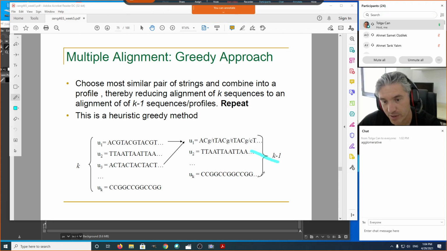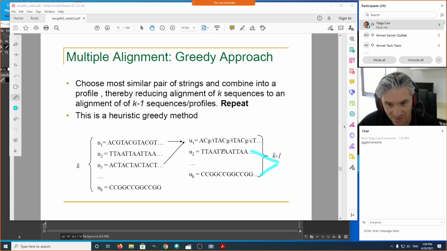It may be this one and this one this time as the most similar, although they don't look similar, or maybe I chose a wrong example. They're all rather dissimilar. If there's another one with Ts and As here, okay, TAA, for example. So the next most similar pair of sequences may be something other than the one that was chosen in the previous iteration. And this continues all the way to the end.